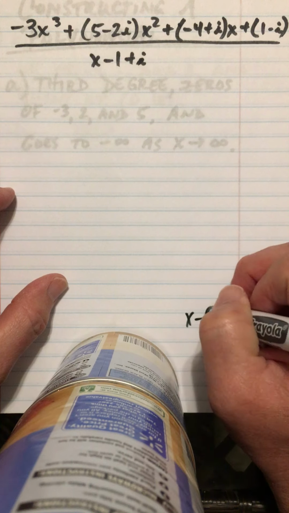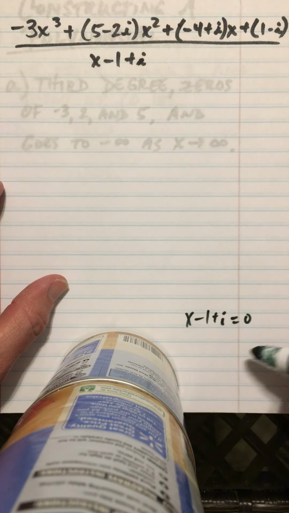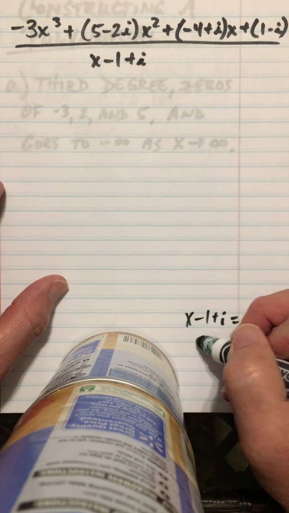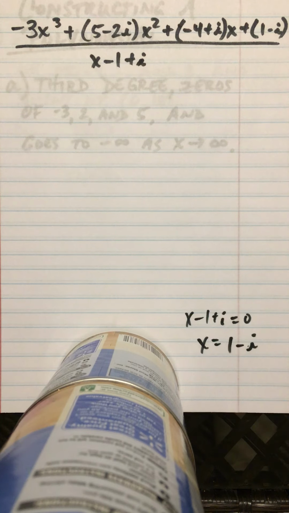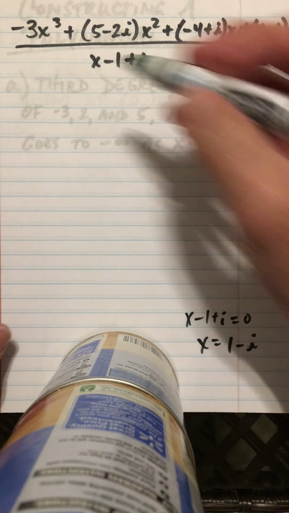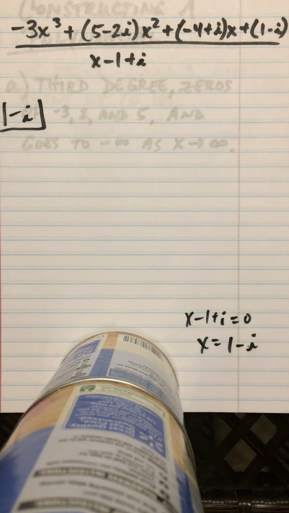I'll do it right down here. x minus 1 plus i. Set it equal to 0 and solve. Subtract the i and add the 1 over. It becomes a positive 1 and a negative i. There's the root right there. I got x by itself. So the number that goes in the box is 1 minus i.